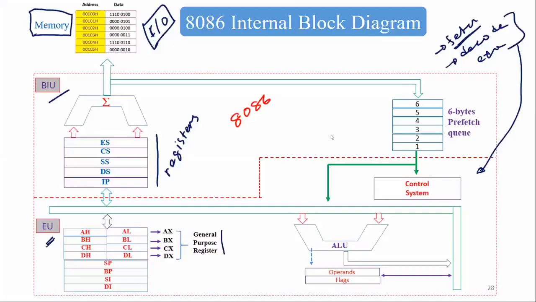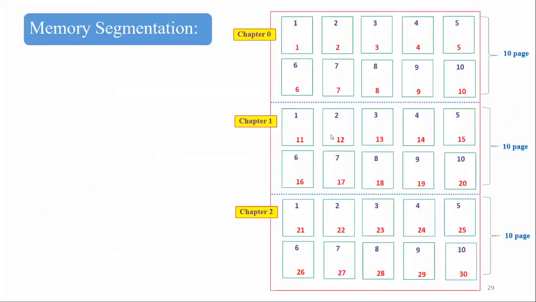Okay. So what BIU does, it fetches data from the memory, or the program data from the memory, and then EU does what? It executes things. So BIU fetches, and the EU is basically to execute things, and BIU is connected with memory and input output things.